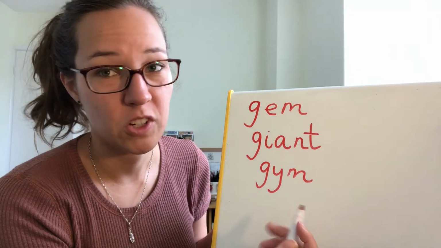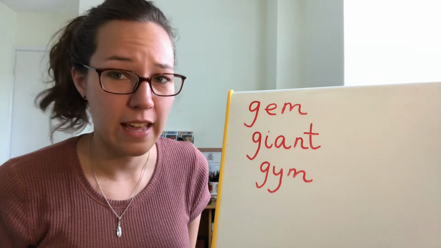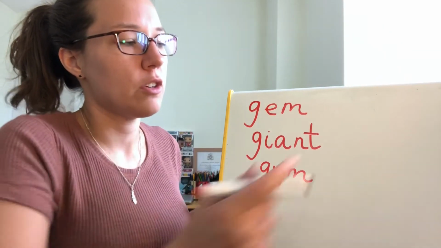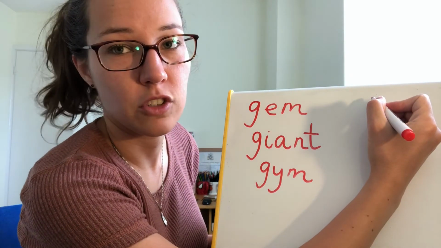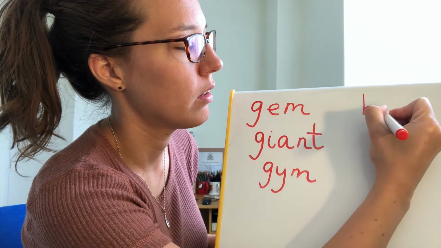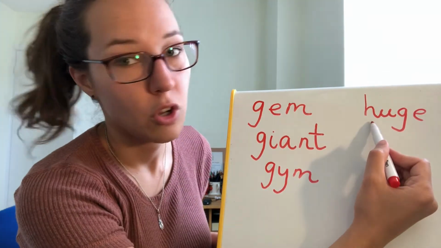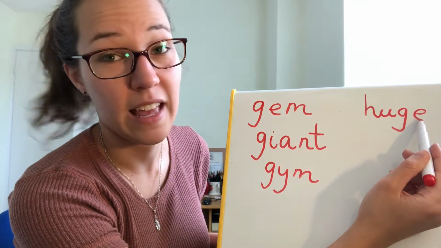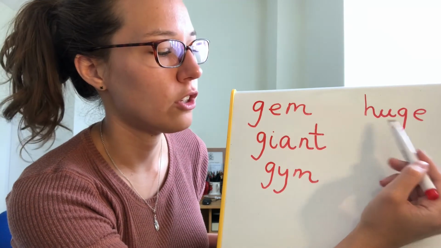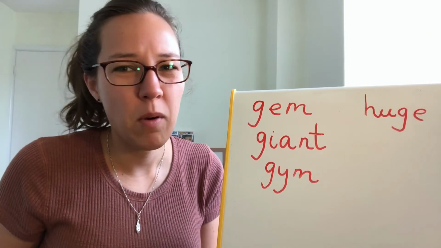Gym, gymnastics. They sound like they should be written with the letter J, but they're actually written with the soft G sound. You can also have the soft G at the end of a word. For example, huge. Because I have that E on the end and it's next to the G, it's making the J sound. Huge.